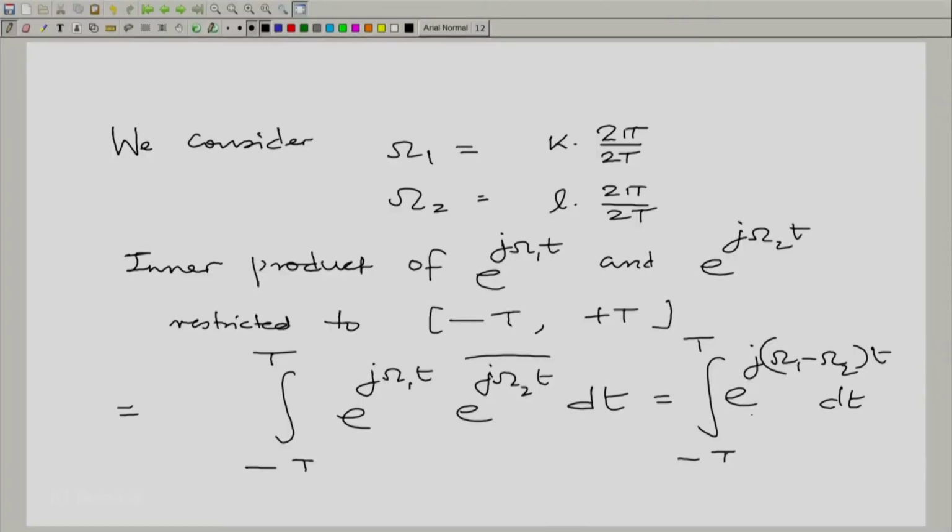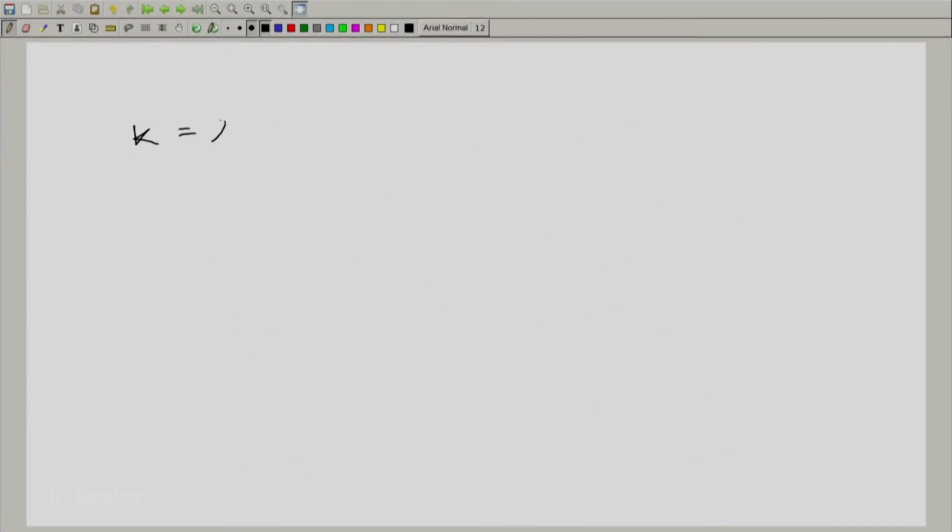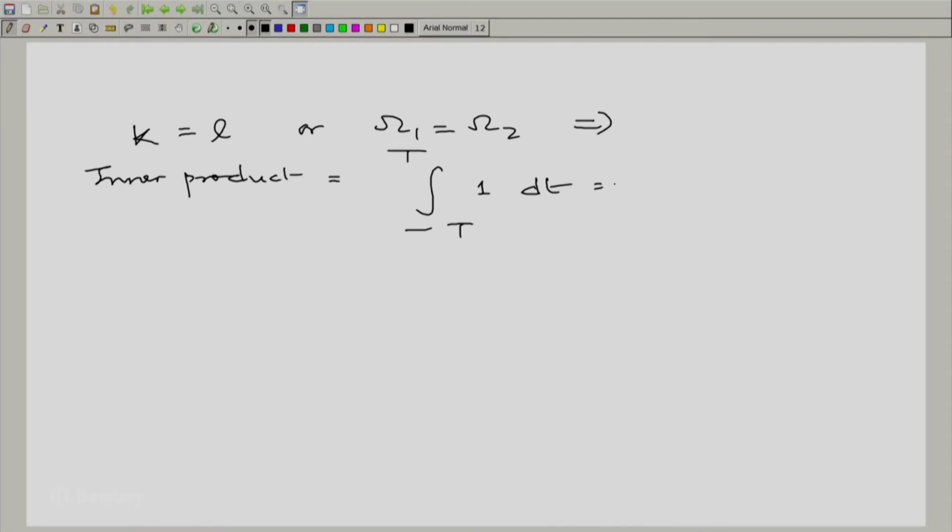Either we could have omega 1 equal to omega 2, in which case we just get a constant independent of k and L, or omega 1 is not equal to omega 2, in other words k is not equal to L. Let us consider both the cases. If omega 1 is equal to omega 2, we are talking about the case k equal to L, and the inner product becomes simply the integral from minus T to plus T of 1 dt, and that is 2T.